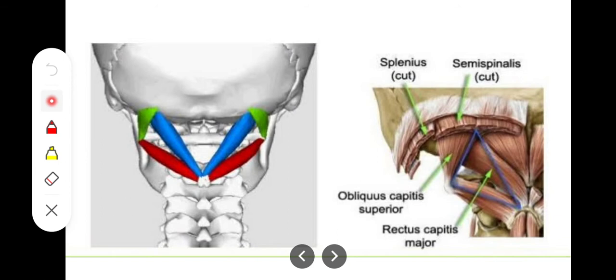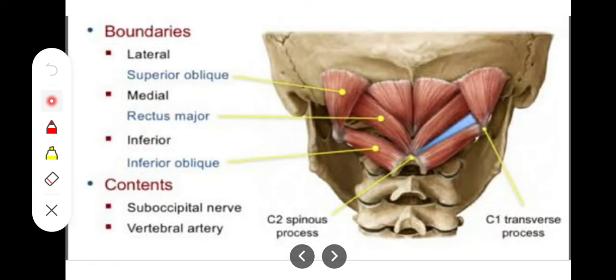In this video, we'll take a look at the suboccipital triangle, which is a triangle bounded by muscles present on the posterior aspect of the neck, just below the external occipital protuberance. So this is the suboccipital triangle on both of the sides, and it will be bounded by muscles. Let's have a look at its boundaries and its contents.